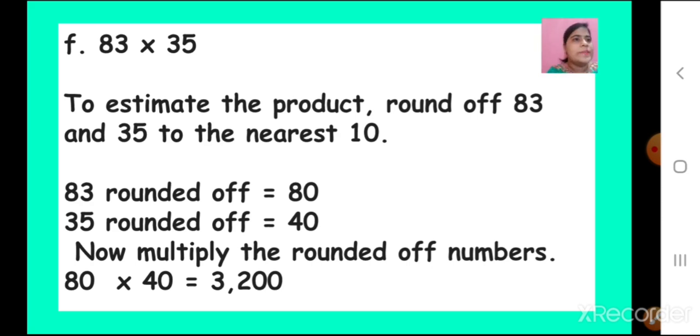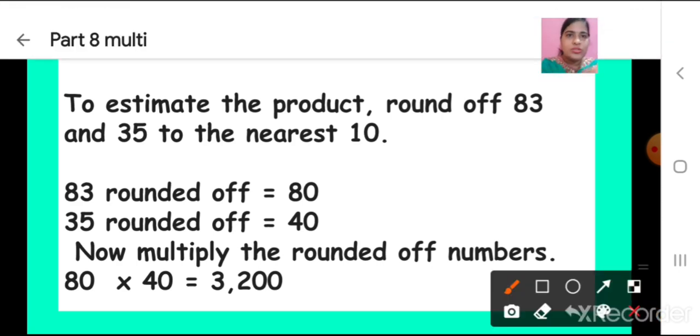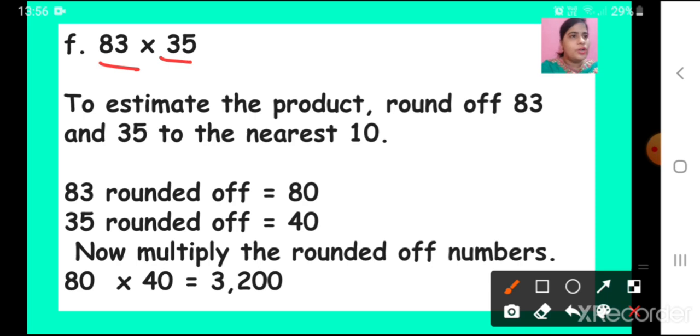Now 83 multiplied by 35. You can see both of them are 2-digit numbers, so we have to round off both the numbers. First we will write the statement here properly. To estimate the product, round off 83 and 35 to the nearest 10. Then 83 rounded off will become 80. Correct? 3 will become 0 and 8 in the tens place will not change. So 83 will become 80 when rounded off to the nearest 10.